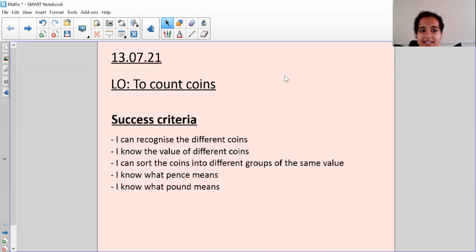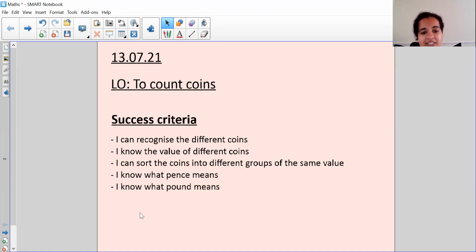So today's date is the 13th of July, 2021. Now in maths, we write the short date. So we would do 13.07 because July is the 7th month, and .21 for 2021. And today we're going to learn to count coins.